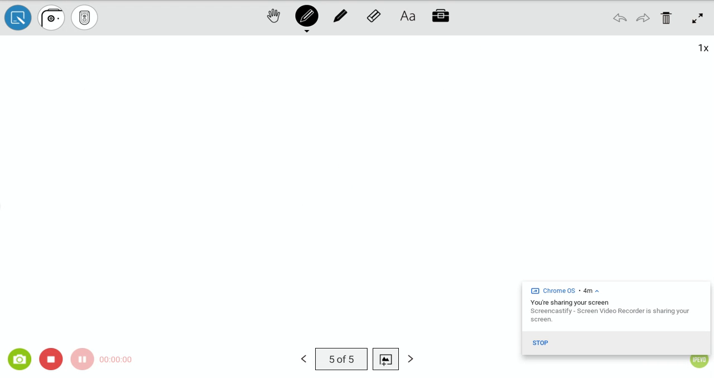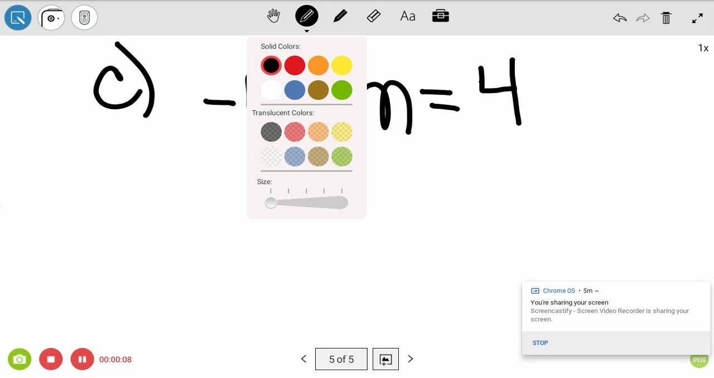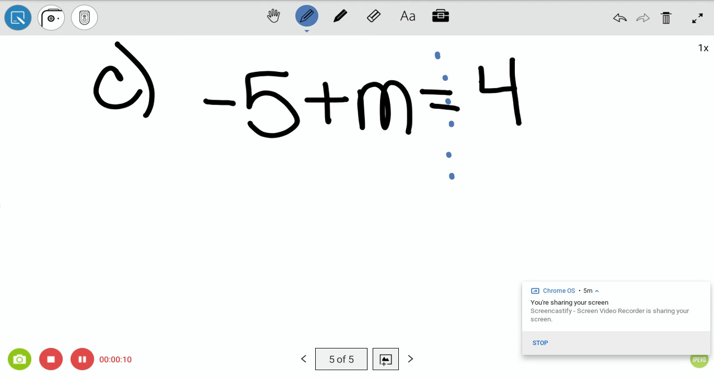All right, so let's do a couple more examples. Negative 5 plus m equals 4. Okay, again, equal sign is the dividing line.